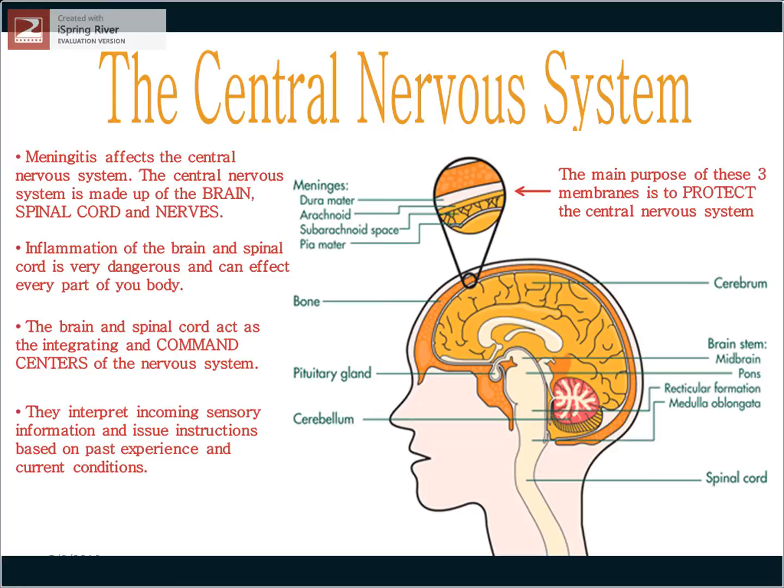Meningitis affects the central nervous system, which is made up of the brain, spinal cord, and nerves. Inflammation of the brain and spinal cord is very dangerous, as it can affect every part of your body. The brain and spinal cord act as the integrating and command centers of the nervous system, interpreting incoming sensory information and issuing instructions based on past experience and current conditions.